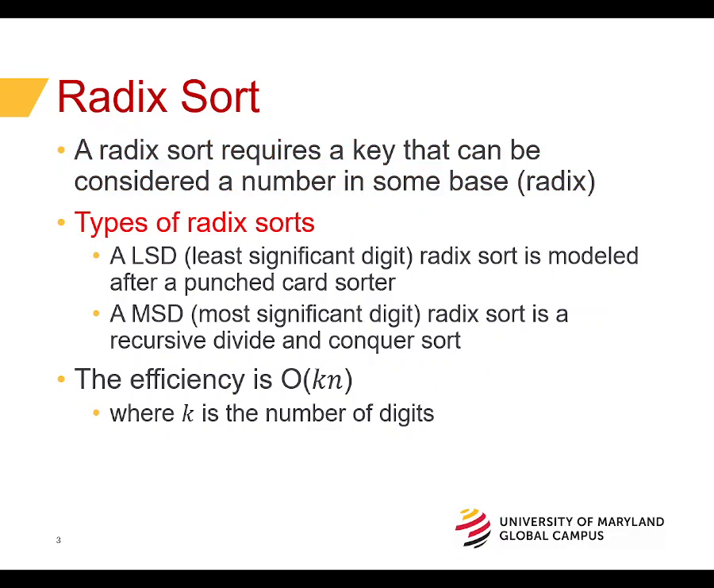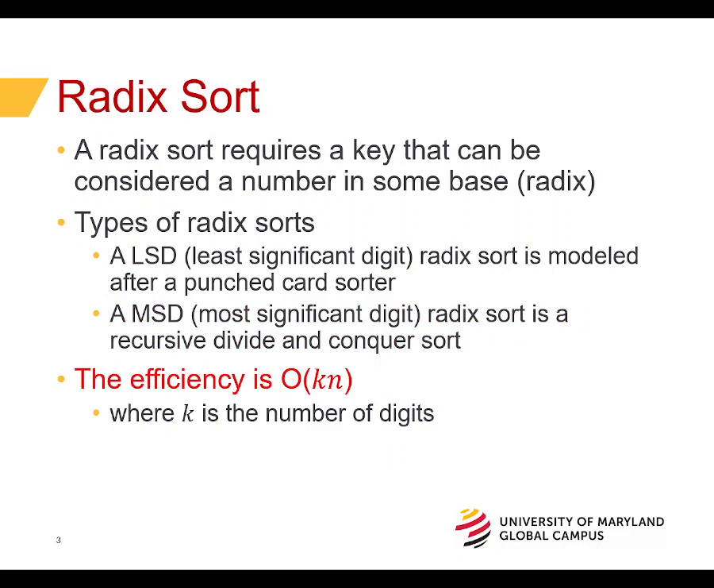There are two types of radix sorts. The first is a least significant digit radix sort. It is modeled after a punched card sorter that was used in the early days of data processing. Cards would be run through the sorter, sorting one column of the card that defined the key at a time, starting with the least significant digit. The other type, characterized as a most significant digit radix sort, is a recursive divide and conquer sort.